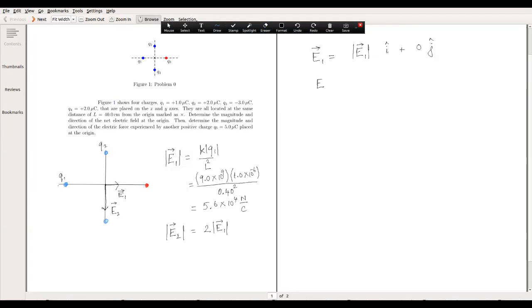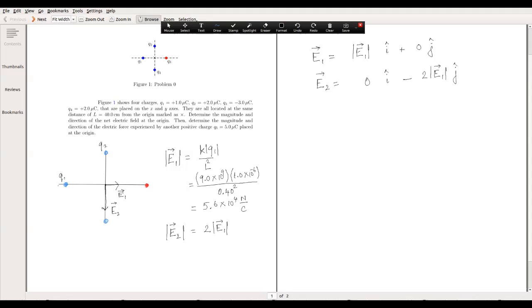E2, the electric field at the origin, at the observation point, which is the origin, due to the charge 2, there is no horizontal component for it. It is pointing downward, so it is minus, and the magnitude is 2 times E1, j direction, the negative j direction.